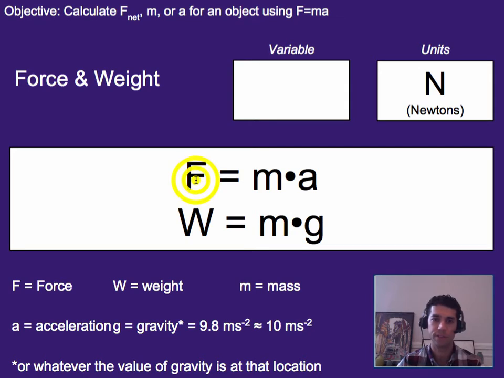Now, one thing to note is that this follows the same pattern as weight. That's because weight is a force, so we can see that mass is plugged in, and here instead of acceleration, we're using g, which is actually just the acceleration due to gravity. In this case, it's 9.8 meters per second squared, or about 10 meters per second squared. So it's a specific acceleration in this case.